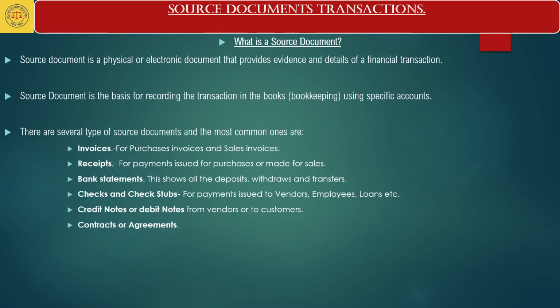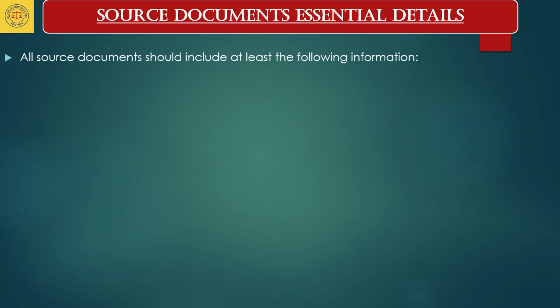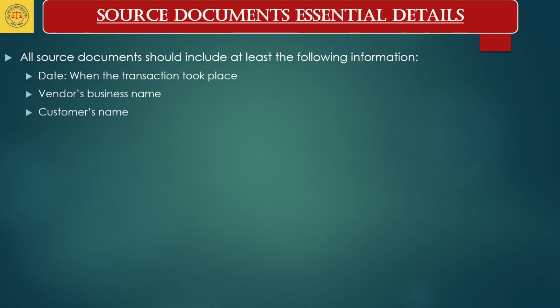Contracts or agreements, sales order, purchase order, time cards. All source documents should include at least the following information: date, vendor business name, customer name. I want to say something about this.